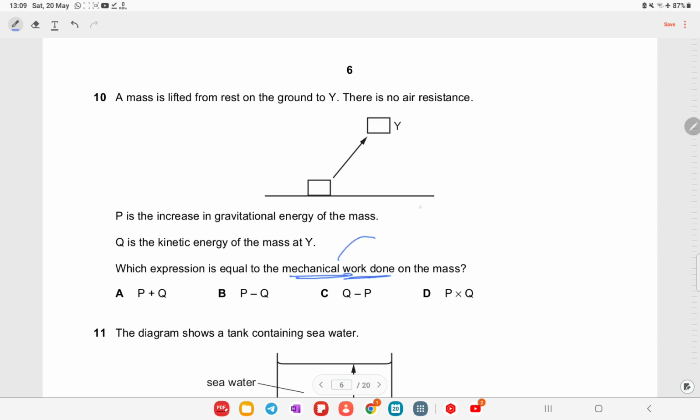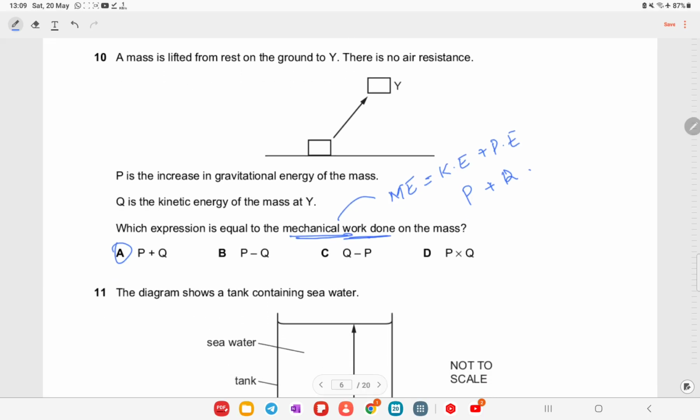So you see this. We have studied that mechanical energy is equal to kinetic energy plus potential energy. So if you add both energies, it's going to be P plus Q. So option A will be your right answer.